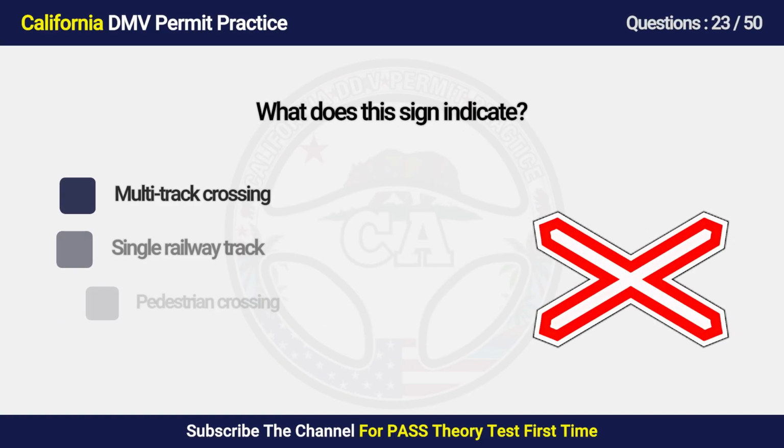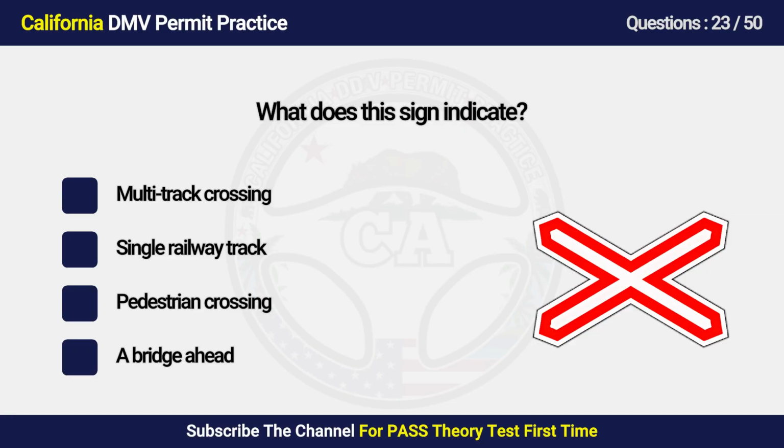Question 23. What does this sign indicate? A. Crossing. B. Single railway track. C. Pedestrian crossing. D. A bridge ahead.